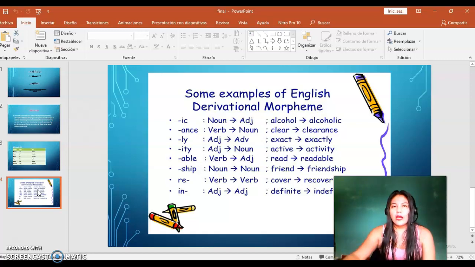clearance, edgy, an adjective, an adverb, exactly, and enably, and the verb, the adjective read, and readably. An adjective, definitive, and definitively. Thank you very much.